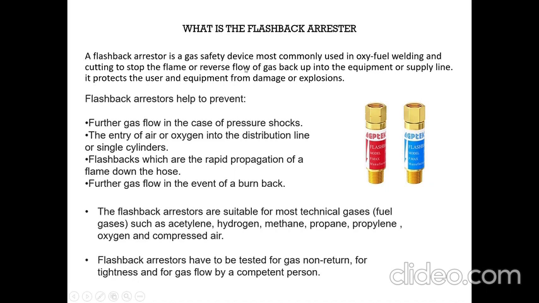So the flashback arrestor is used to stop the flame or reverse flow of gas back, and it protects the user and equipment from the explosion. The flashback arrestor helps to prevent further gas flow in the case of pressure shocks, the entry of air or oxygen into the distribution line, or single cylinder flashbacks, which are repeated propagation of flame down the hose, and further gas flow in the event of a burn back.